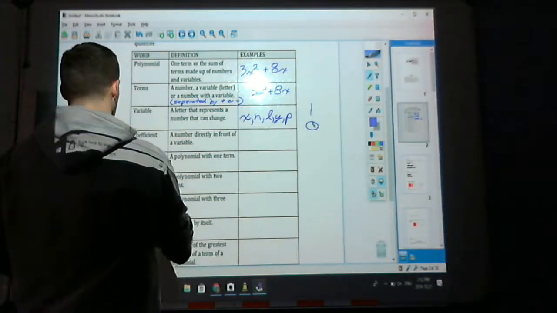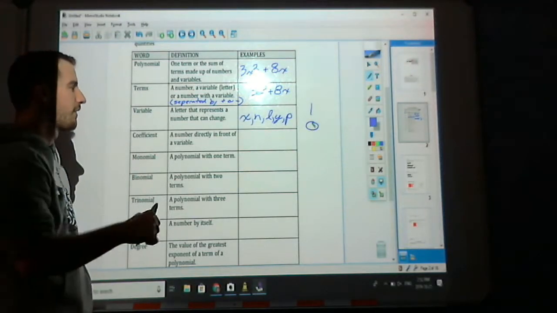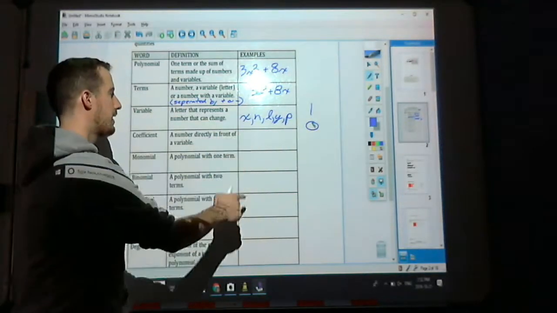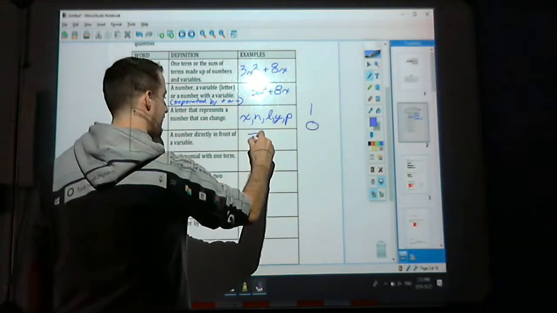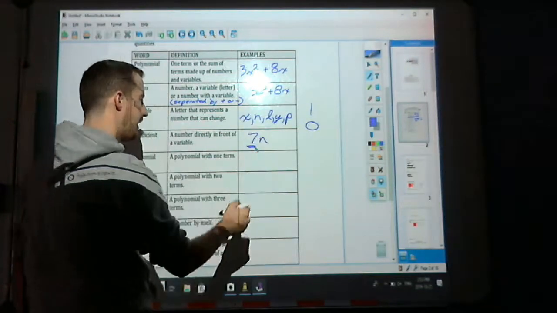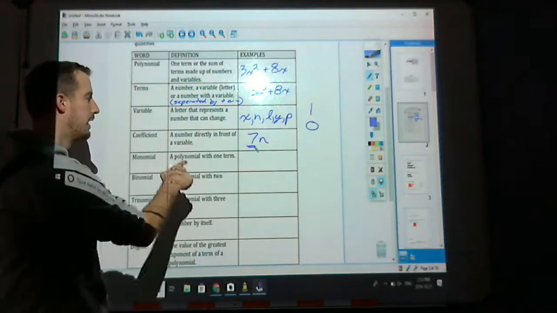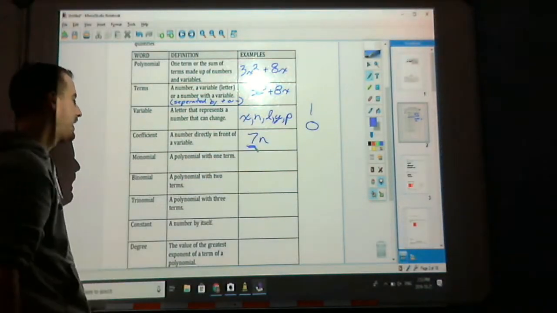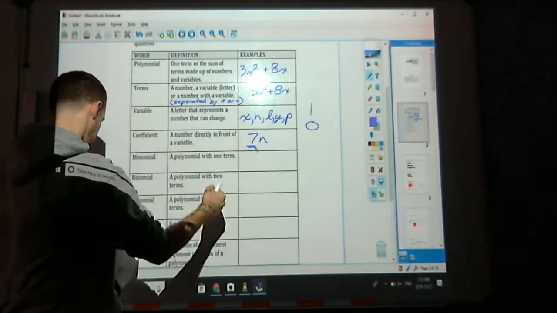Okay, a coefficient is a number directly in front of a variable. So these are variables. A coefficient always comes right before. So here, if we had 7n, the 7 is our coefficient because it comes directly before our variable, in this case n. Monomials are a polynomial with one term, okay?